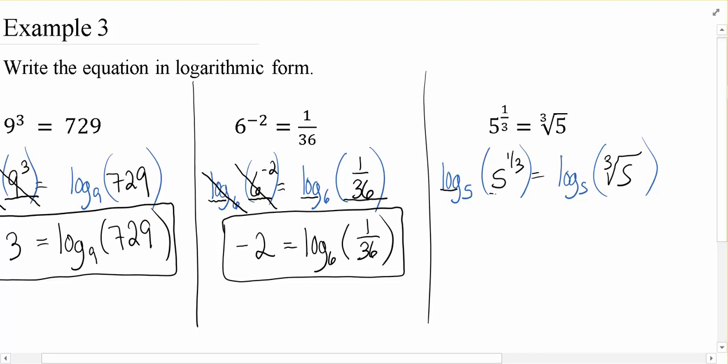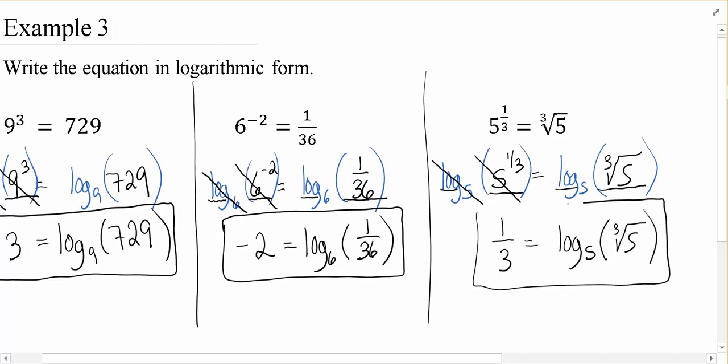Again, the log and the argument are on the same line. The base is a little bit lower. The log base 5 and the 5 to a power undo one another, leaving the 1/3, and the right-hand side just stays put. And that's what we're looking for when we want to take an exponential equation and rewrite it as a logarithmic equation.